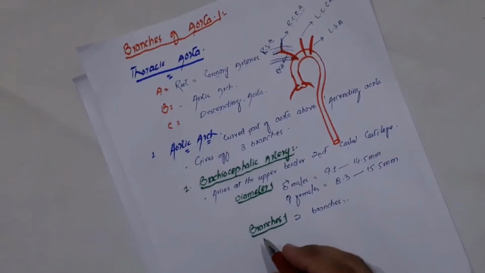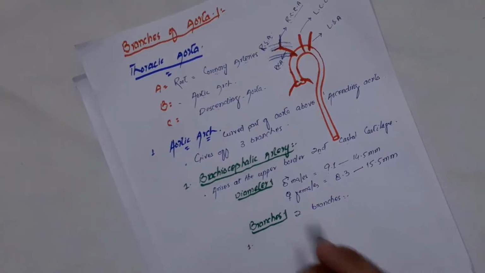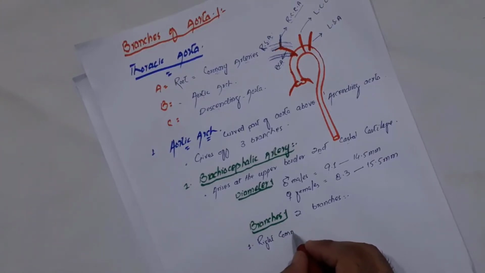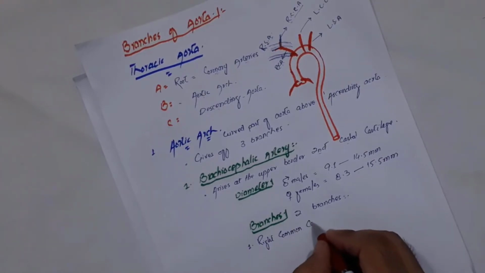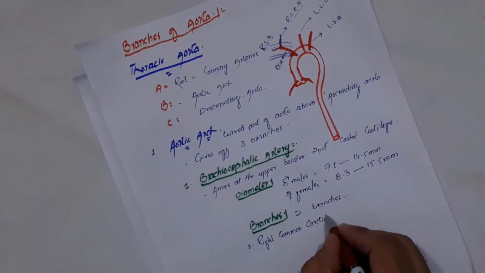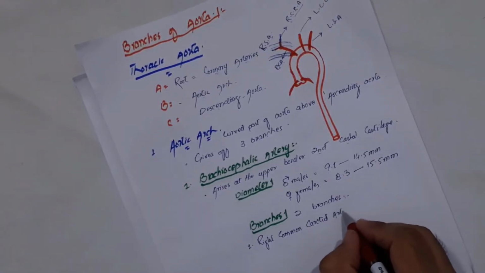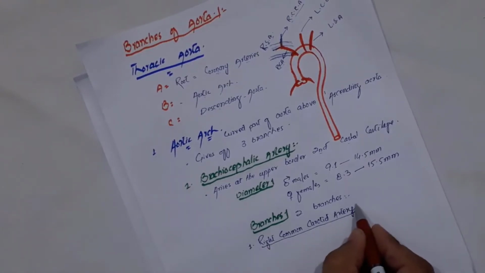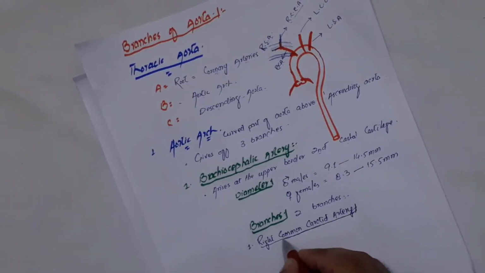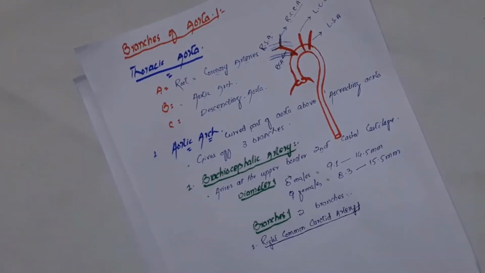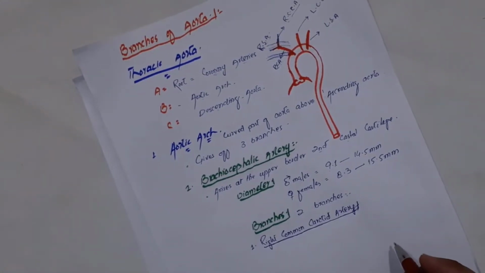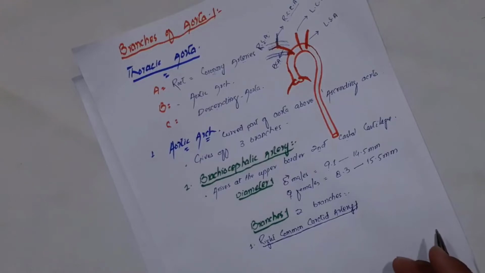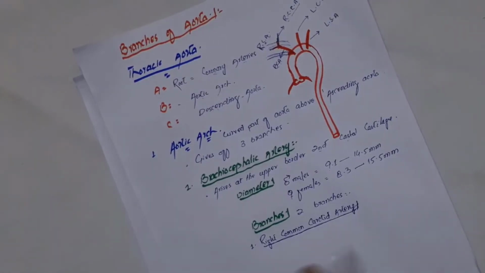Okay, so the first branch is the right common carotid artery. It is the first branch of the brachiocephalic artery, and it goes above towards the head, and it supplies blood to the facial regions and the brain.